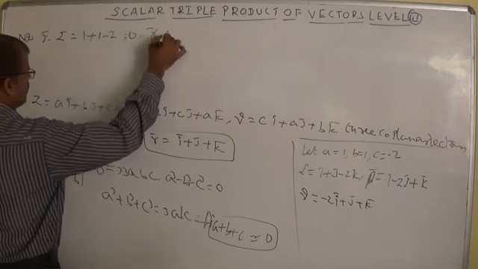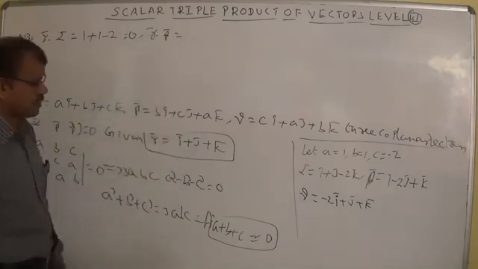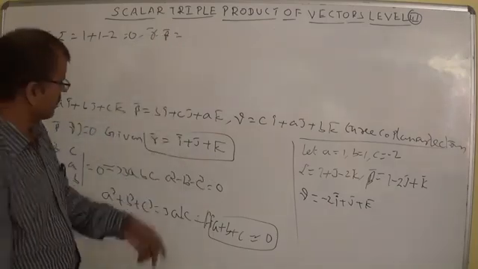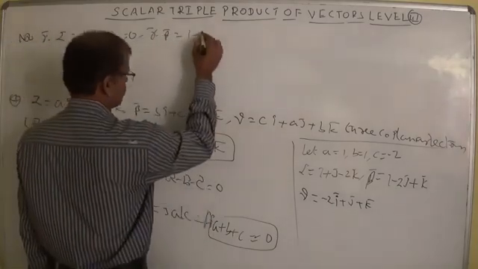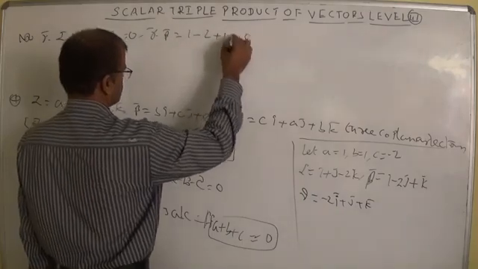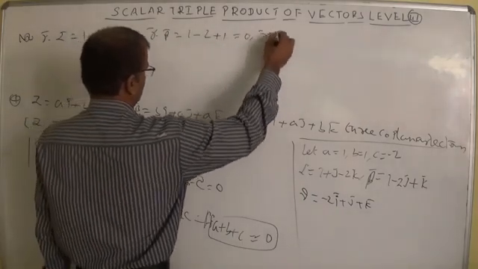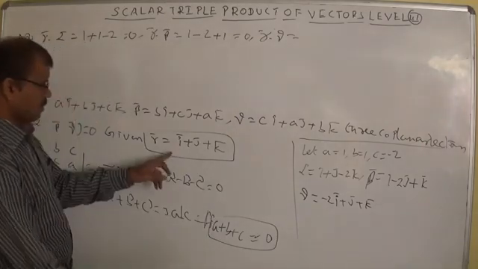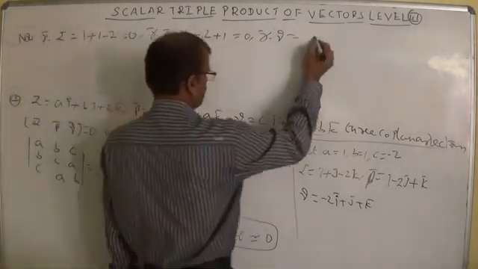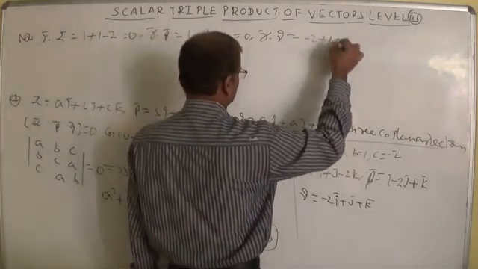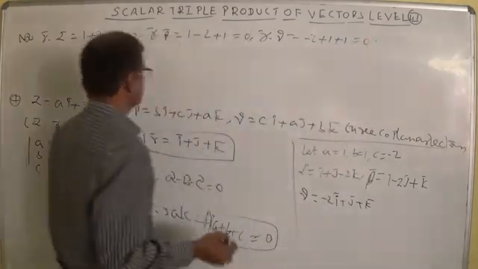Now R bar dot beta bar: 1 minus 2 plus 1, it is also 0. Now R bar dot gamma bar: minus 2 plus 1 plus 1. This is also 0.